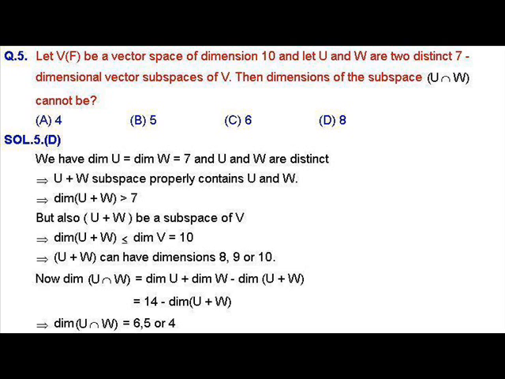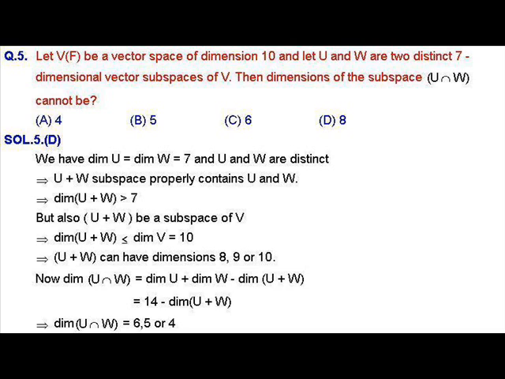So that implies the dimension of U intersection W is equal to the dimension of U plus the dimension of W minus the dimension of U plus W. That is, we have 14 minus the dimension of U plus W. Now here the possible dimensions for U plus W are 8, 9 or 10. So corresponding to these, we have possible dimensions for U intersection W as 6, 5 or 4. So these are the three possible dimensions for U intersection W.